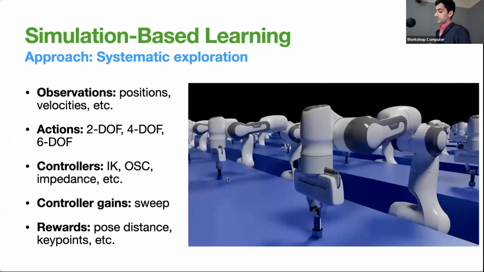To address these challenges, we systematically explored our Markov decision process formulation for the RL problem. For example, for our observation space, we considered positions and velocities of the robot and objects. For actions, we looked at 2-dimensional versus 6-dimensional pose targets, for example. For controllers, we tried operational space and impedance controllers. For gains, we performed a sweep of gain values. And for rewards, we evaluated pose-based distance metrics, key point-based metrics, and so on.